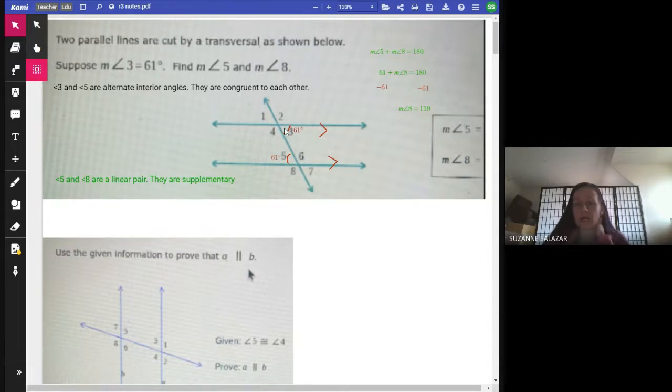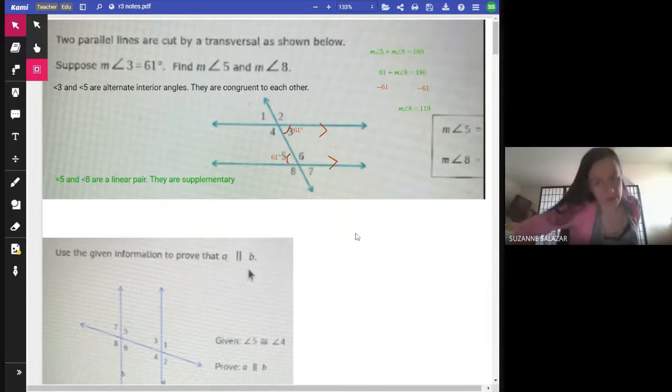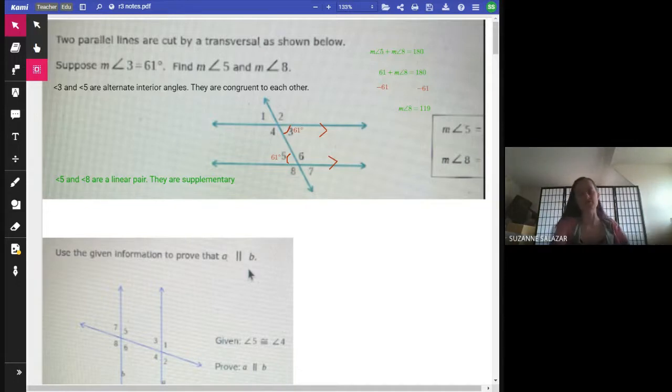So angle 7 and angle 3 are corresponding angles. Angle 2 and angle 3 are a linear pair. Angle 2 and angle 8 are alternate exterior angles. So you have all those angle pairs, but if you forget your angle pair names, at least you can recognize the relationships and say, I know that they have to be supplementary, or I know that they have to be congruent, and that'll get you through the solution.